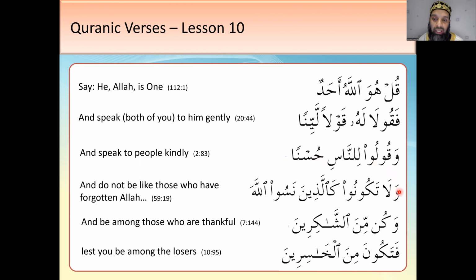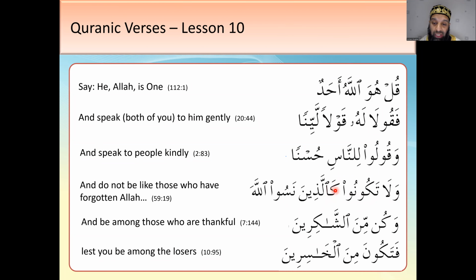Right? Wala takunu, wala takunu, wala, and do not, right? Takunu, you all, kana, you all be, so you all do not be, right? To be, kana is to be, remember? And takunu, why is it not takununa? It's basically takununa, you all be. But the lam is a majzumifier, so it dropped off the noon. The noon had to drop off, but it still means takununa. So wala takunu, so and you all do not be, yeah.